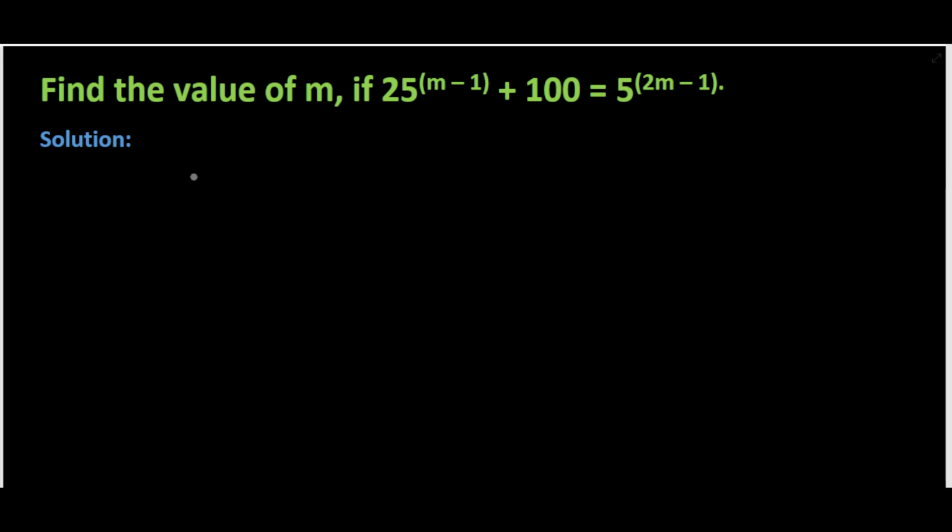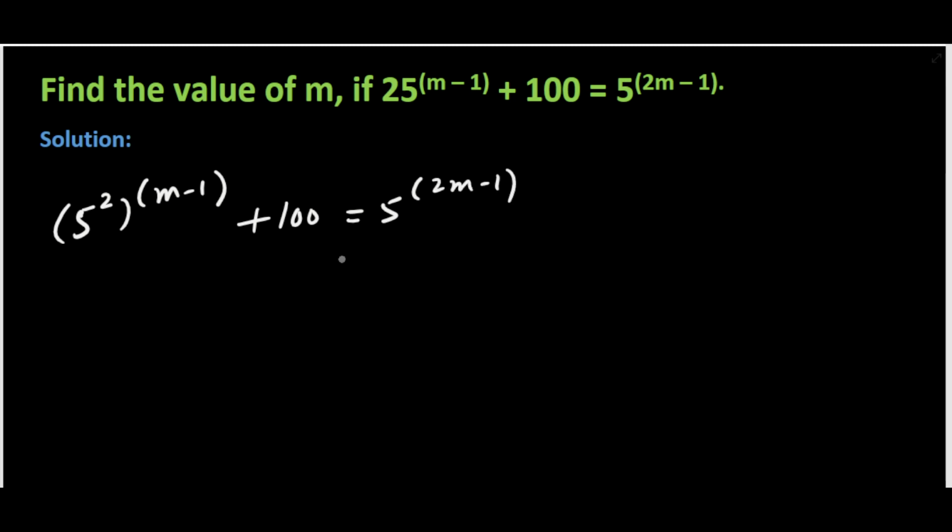See, we have the equation 25 power m minus 1 plus 100 is equal to this. Can we write 25 as 5 power 2 and whole power m minus 1? Because 5 power 2 is equal to 25, right? Plus 100 is equal to 5 power 2m minus 1.